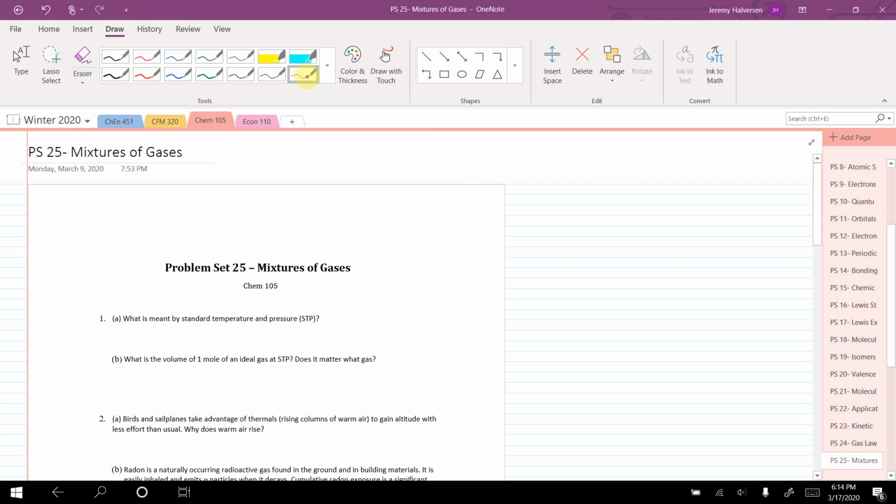All right, this is problem set number 25. We're going to be talking about mixtures of gases. We're also going to be talking about densities of gases.